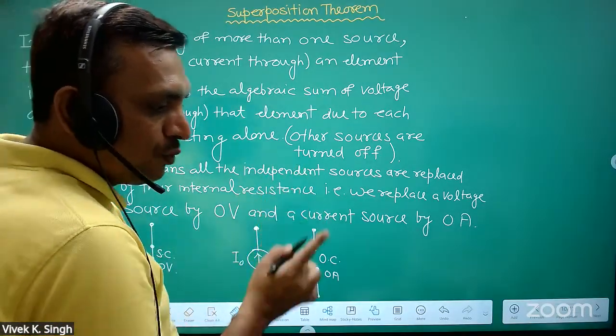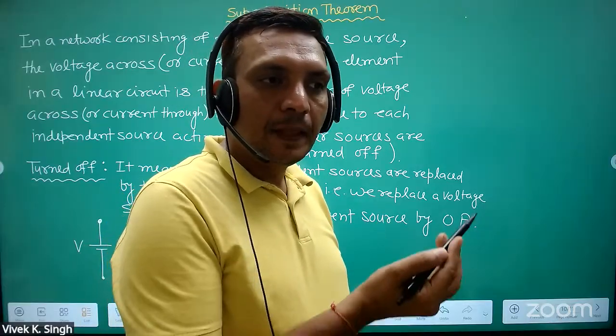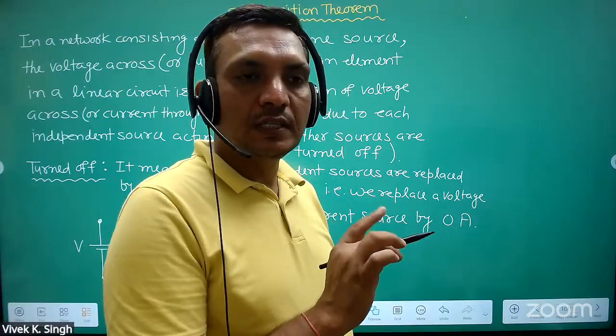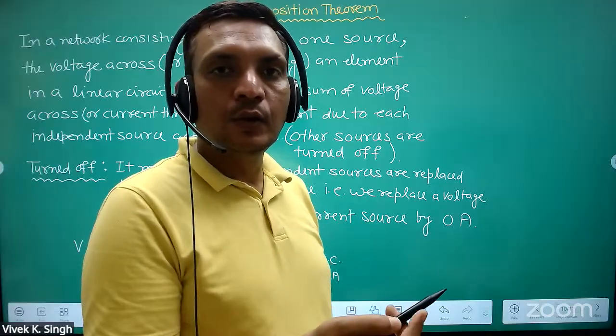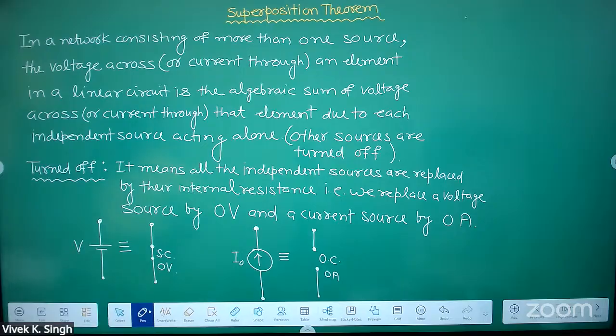So at a time you have to consider one source, find the voltage or current due to all independent sources individually acting alone, and then take the algebraic sum. So this is the superposition theorem. Clear?